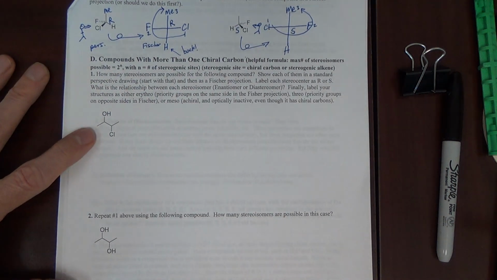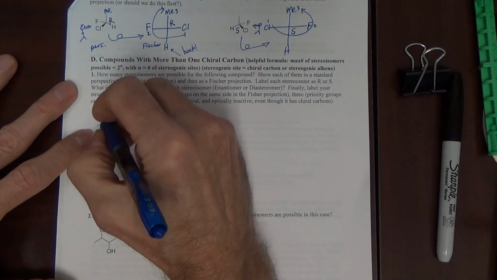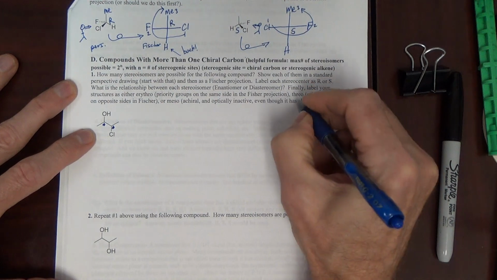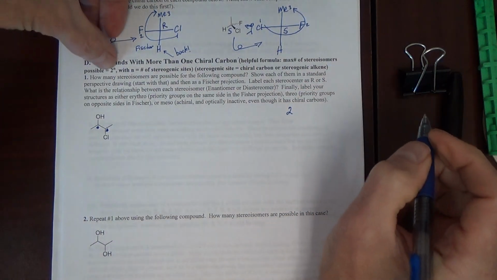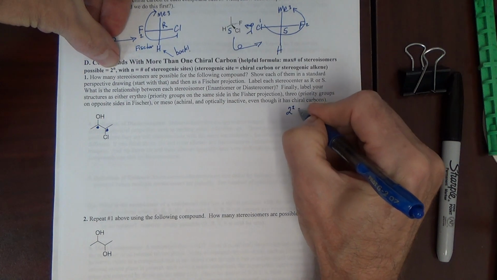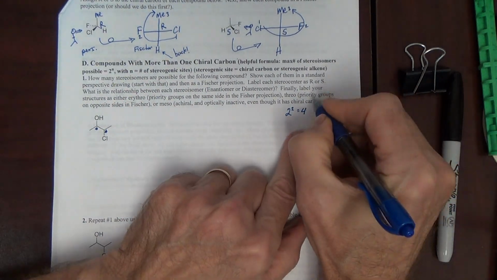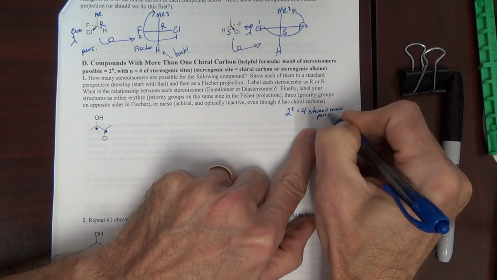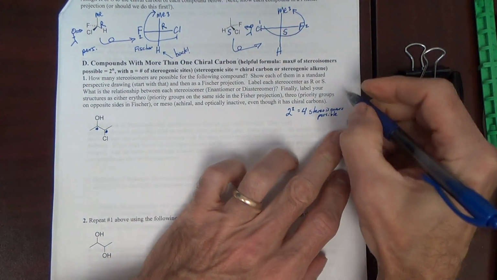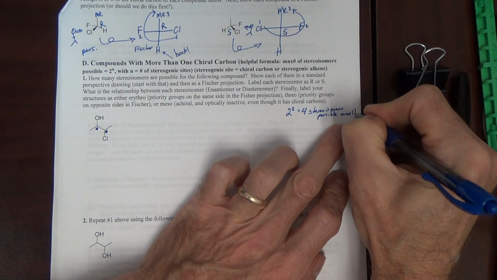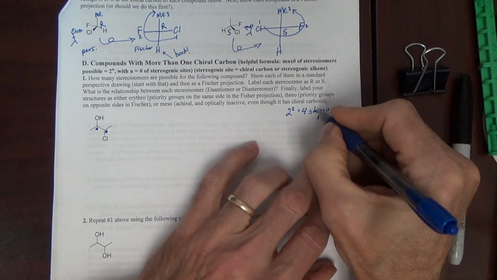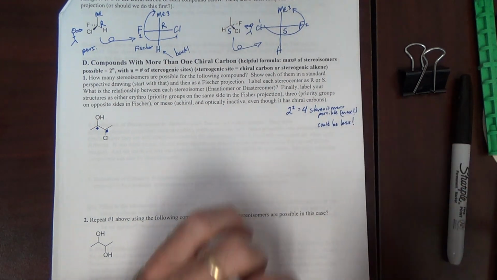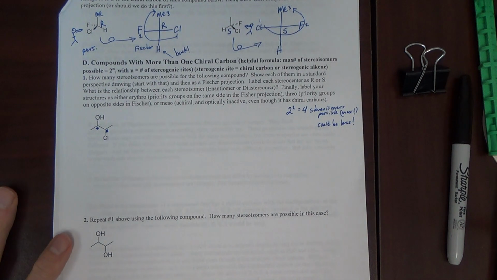How many stereogenic sites in this molecule? 2. Okay? Chiral carbon there and chiral carbon here. 2. It's always 2, but then 2 to the second power equals 4 stereoisomers possible. But we got to be careful. That is a maximum number. Okay? Could be less. Could be less than max.